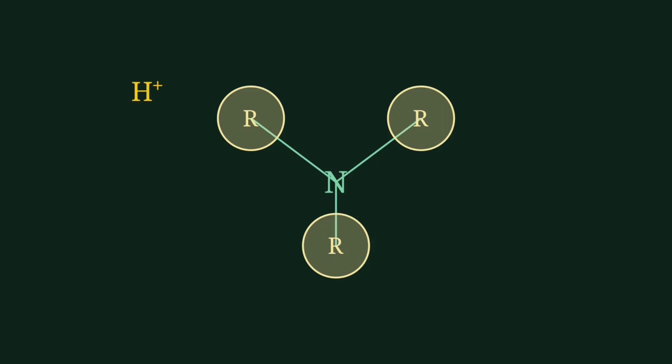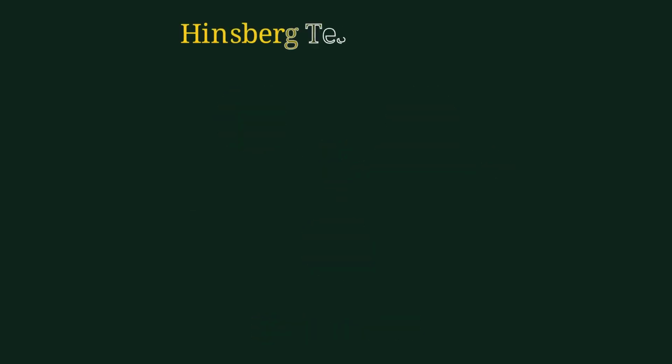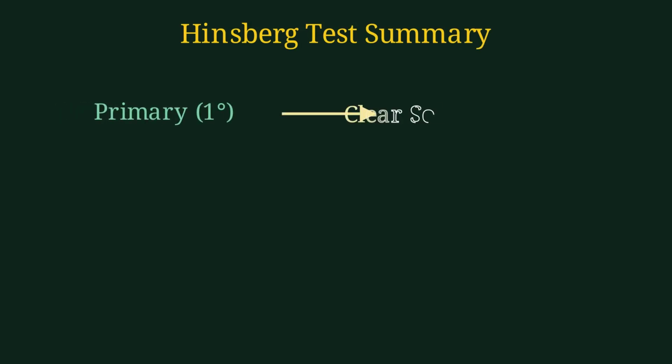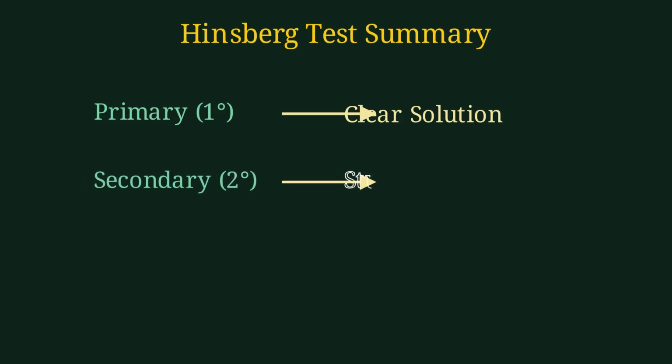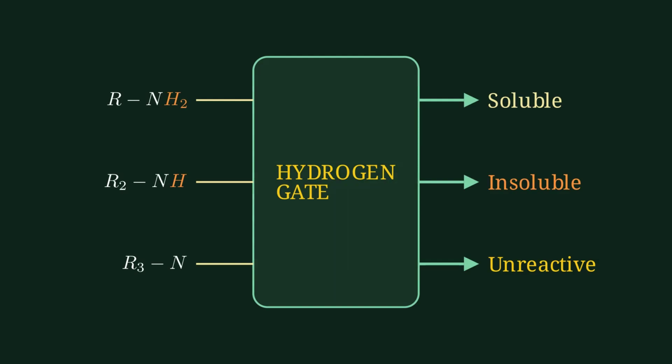If you add acid afterwards, the tertiary amine will dissolve because it forms a simple quaternary-like salt, but it won't form the sulfonamide. So, the visual summary of the Hinsberg test: primary amines yield a clear solution in alkali. Secondary amines yield a stubborn precipitate. Tertiary amines don't form the sulfonamide at all. It's a logic gate based entirely on how many hydrogen handles were available.